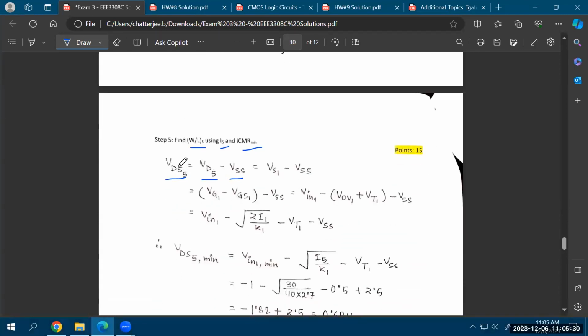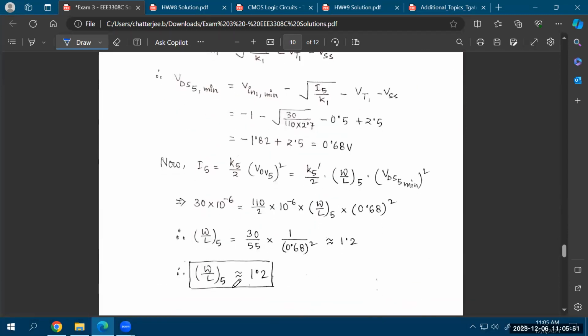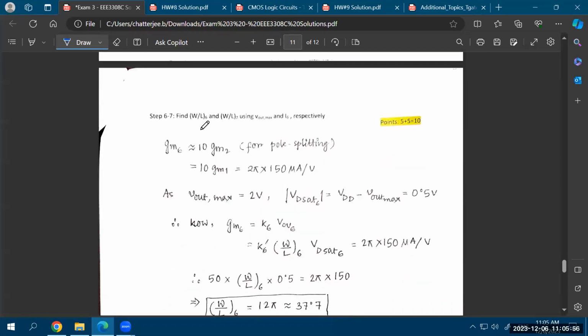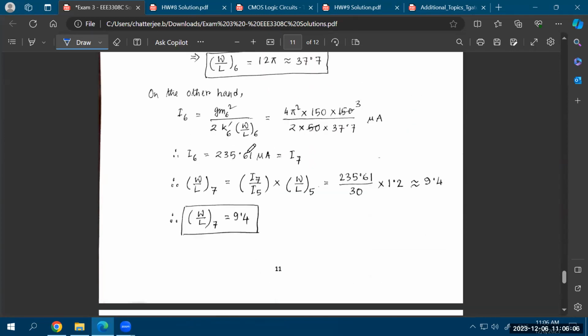In your homework 8, VS was grounded, so VD would be exactly equal to VDS. But in this case, VD is not equal to VDS because VS is minus 2.5 volt. So if you consider that and do the same calculations as in your homework number 8, you'll come up with the correct W over L of 5 for this transistor. W over L of 6 and 7, exactly the same method you followed in your homework 8. There's no difference at all, and you can find out W over L of 6 and 7.